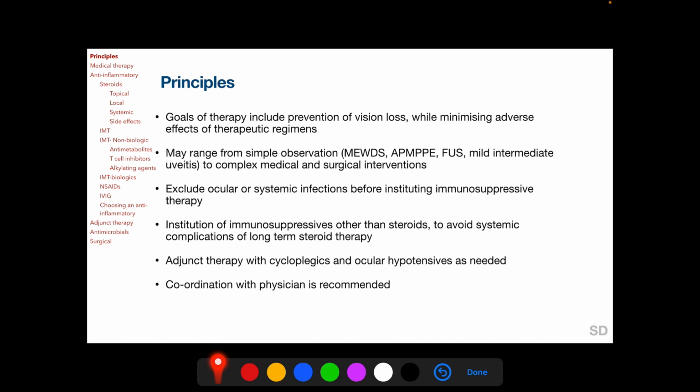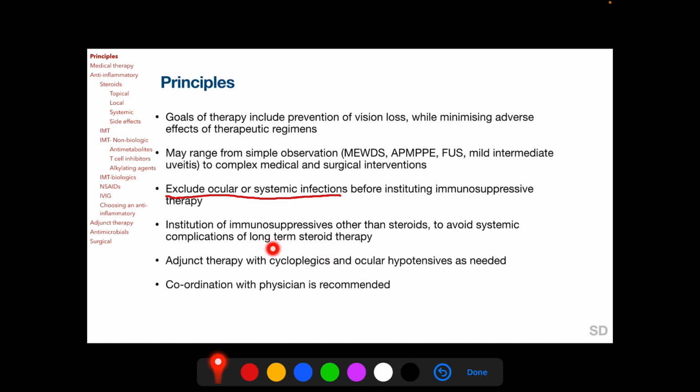Now, one of the most important principles of uveitis therapy is that before instituting immunosuppressive therapy, we have to exclude ocular or systemic infections, including infectious uveitis entities. And we should not hesitate to institute immunosuppressives other than steroids, either by ourselves or by a physician, to avoid systemic complications of long-term steroid therapy.